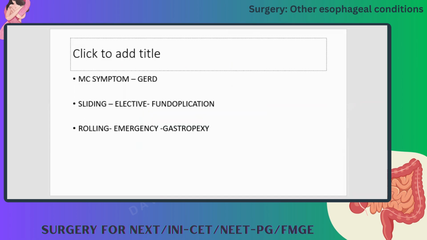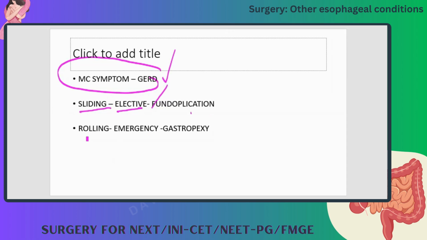So the most common symptom here is that the patient will have GERD, because, what I told you, the angle of His should be maintained. If the angle of His is not maintained, there is high chance that the patient will develop GERD. So here the most common symptom is GERD. And sliding hernia is an elective procedure. You can just close the hiatus and do a fundoplication.